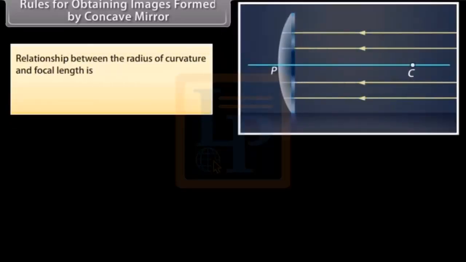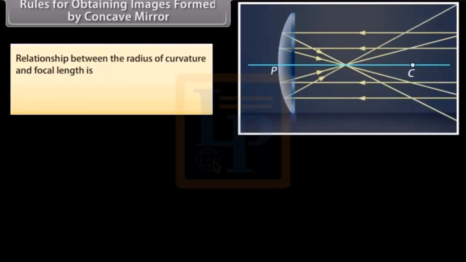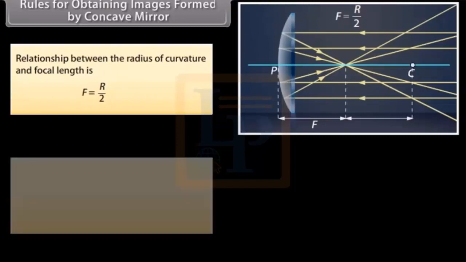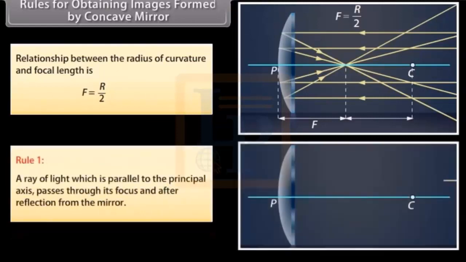Rules for obtaining images formed by concave mirrors. The relationship between the radius of curvature and focal length is F equals R upon 2. Rule 1. A ray of light which is parallel to the principal axis passes through its focus after reflection from the mirror.